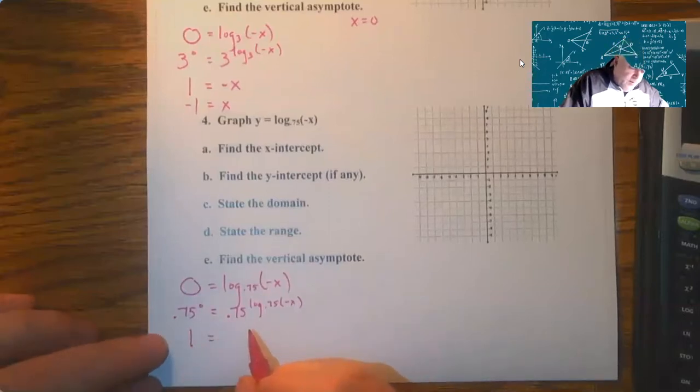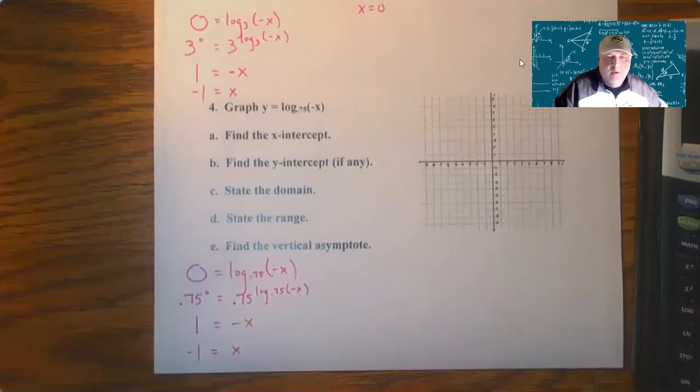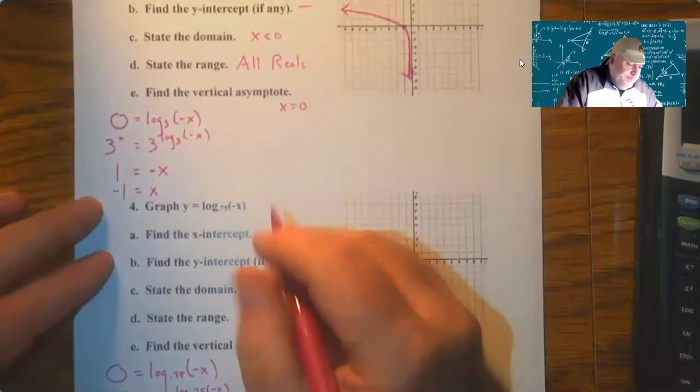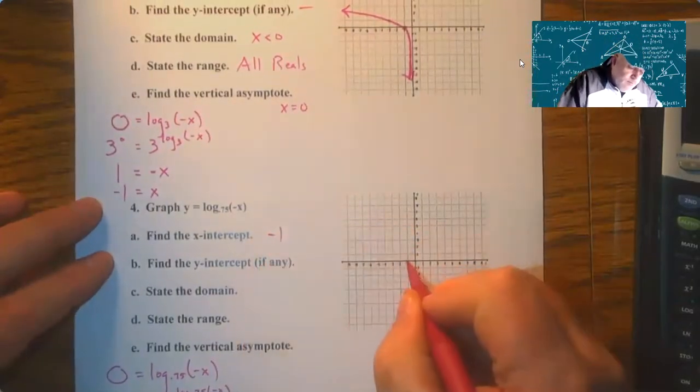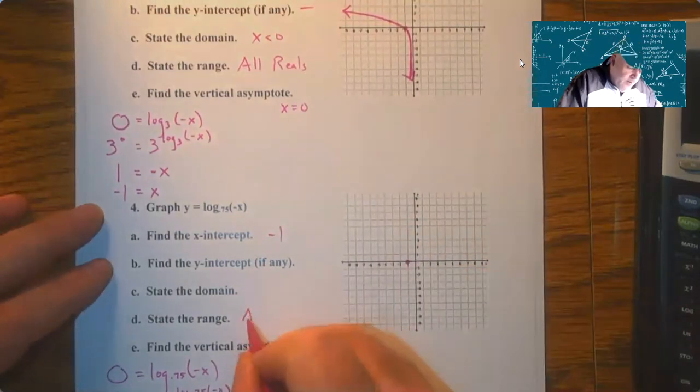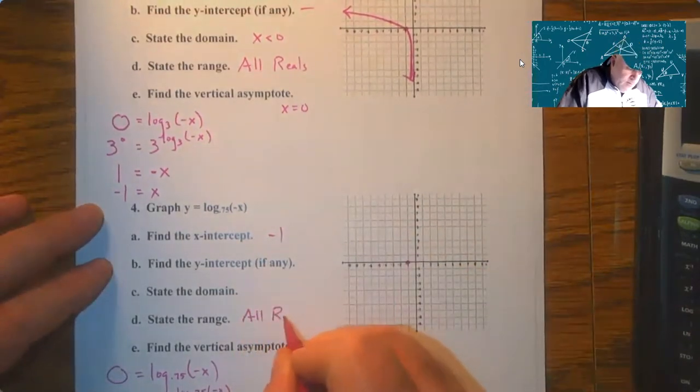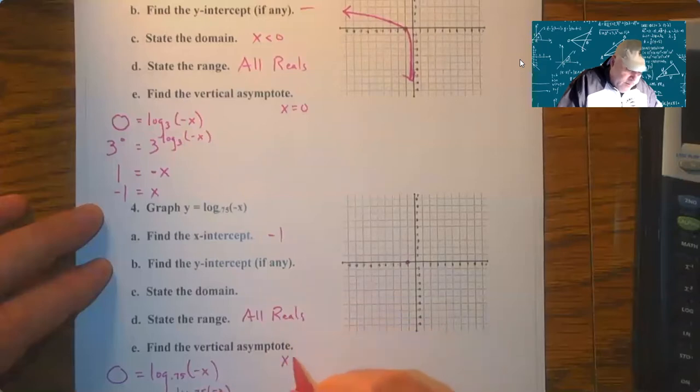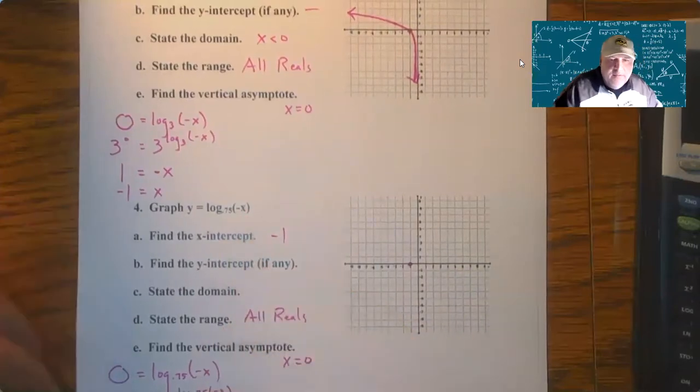Anything to the 0 power is 1. This is going to be -x. Kind of some awkward work there, but that's the work that you do to solve for a logarithm. You use an exponential. Okay, so -1. And then this will be all reals. This will be x equals 0. Again, you're solving what's in the parentheses equal to 0.